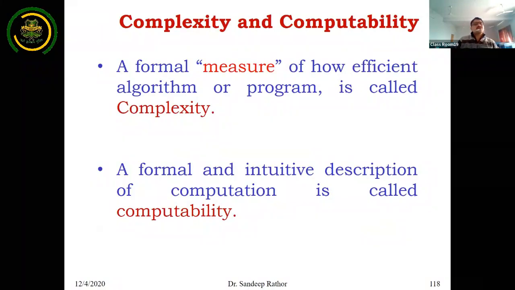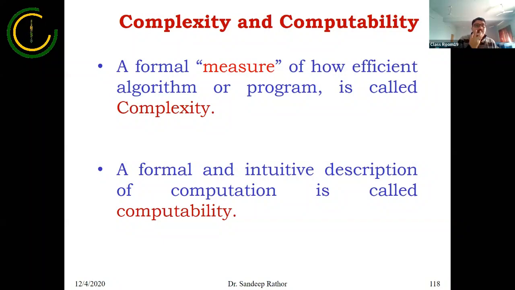Now there are two terms that we normally use in our daily life, saying that something is very complex, or it is not computable. These are two technical terms that we normally use in our research papers and writing works. So what is the basic definition of complexity and computability? Just see here, what is complexity?